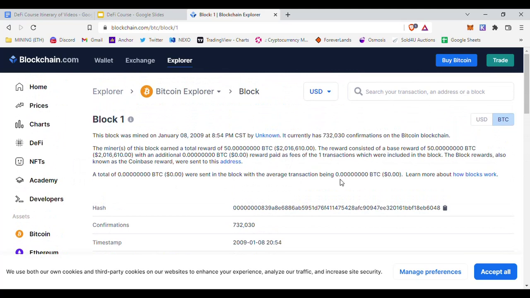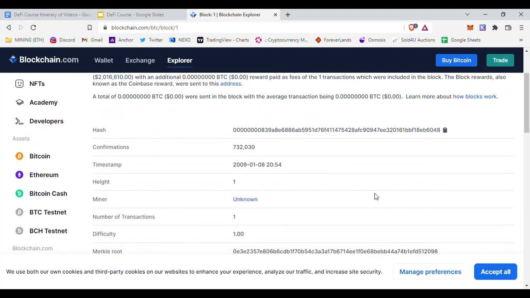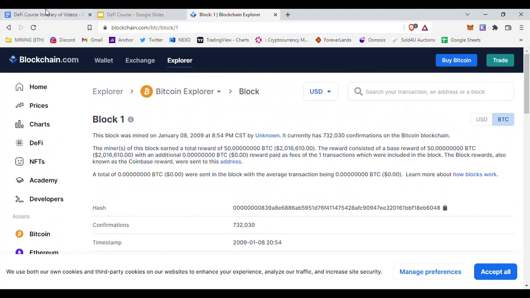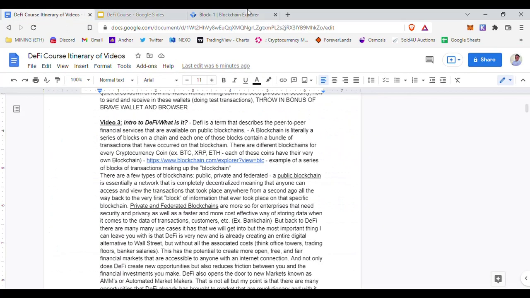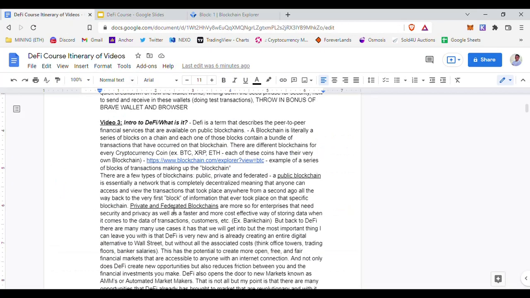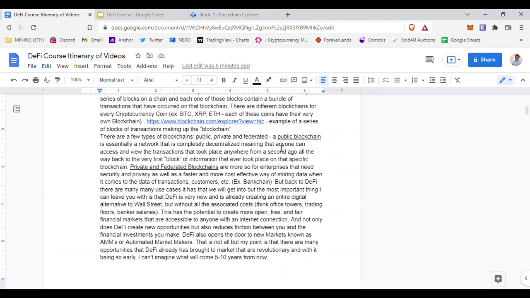Obviously back then it was only worth pennies, but it's just crazy to see how far it's come in only a matter of 13 years. But anyway, that's just something I wanted to show you. You can view that with any blockchain out there besides private and federated ones. Also, they're completely decentralized, and so anyone can go in and copy the code that was used to create this blockchain and create ones that are like it.